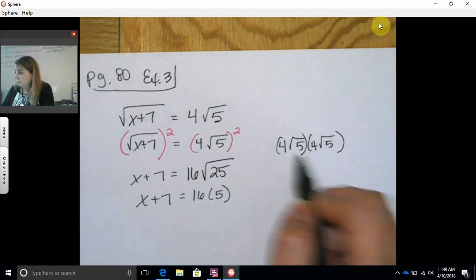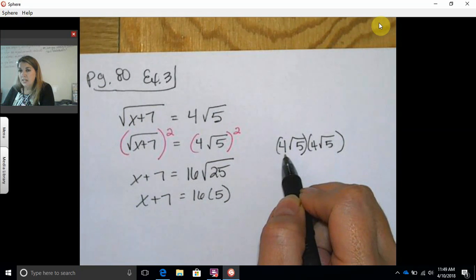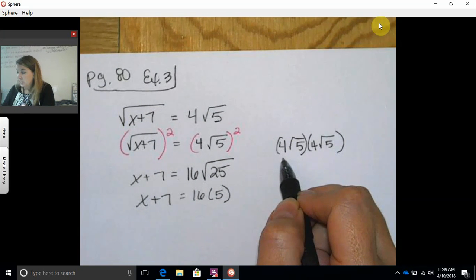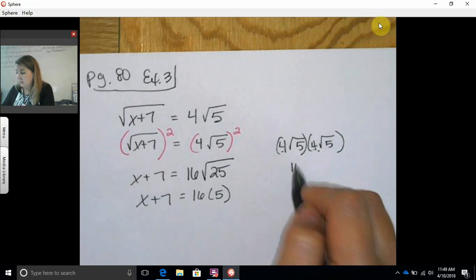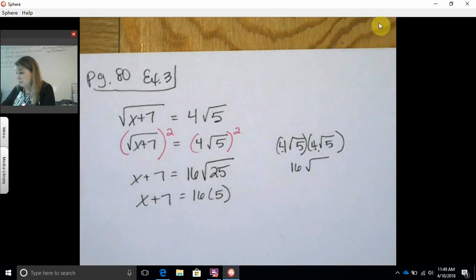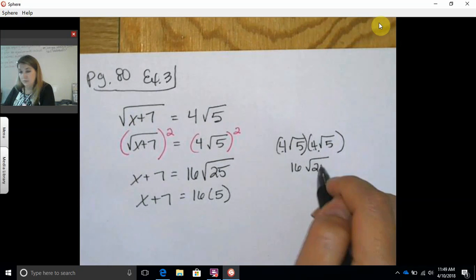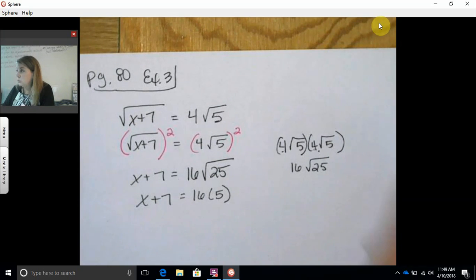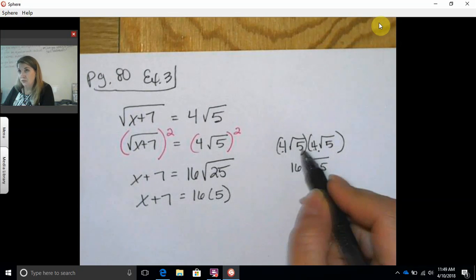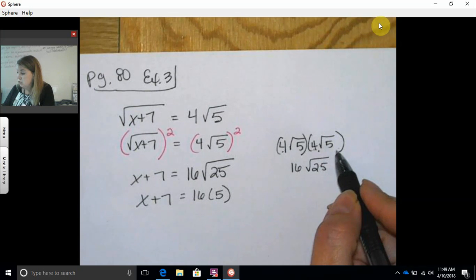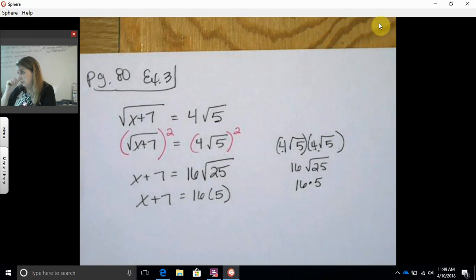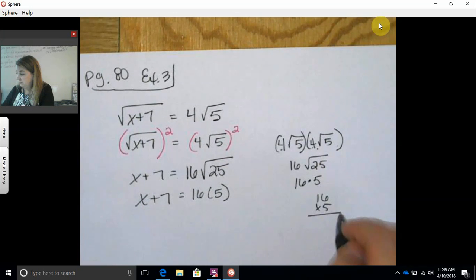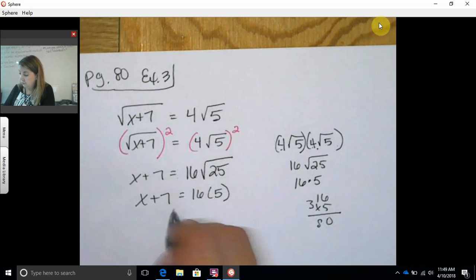I agree. Okay. All right, guys, I'm still recording this. Your coefficients, you multiply those together. 4 times 4 is 16. And then your radicand, that's what's under the radical, you multiply that together. Okay? And then we made a perfect square because we multiplied a factor by itself. So the square root of 25 is 5. I'll multiply that by whatever's already outside the radical. Okay? And then 16 times 5 is 80.